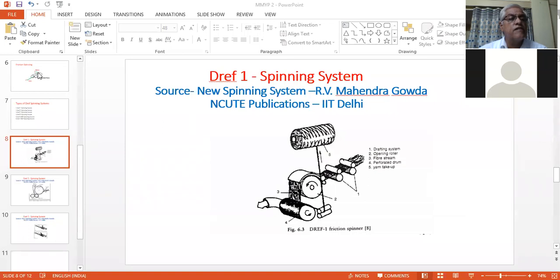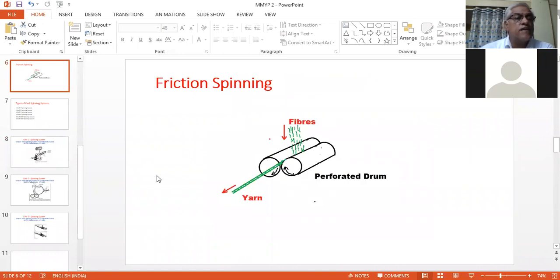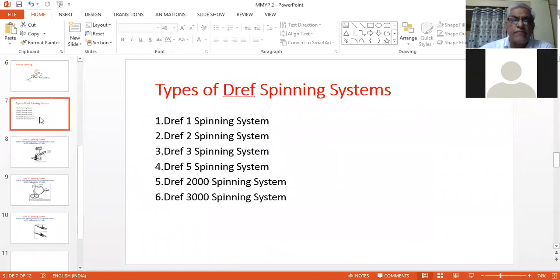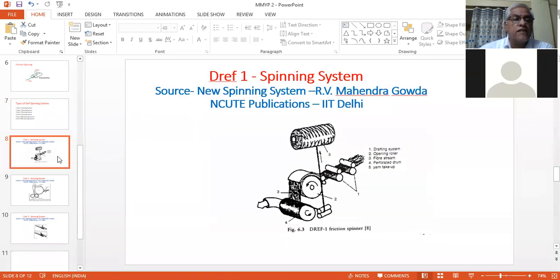Hello students, today we will study the DREF 2 spinning system. In the last lecture we studied the basic principle of friction spinning. Then I told you the types of DREF spinning systems, how many types of DREF spinning systems there are. In the last one we studied the DREF 1 spinning system, in which there is only one perforated drum used for the spinning of the friction spun yarn.